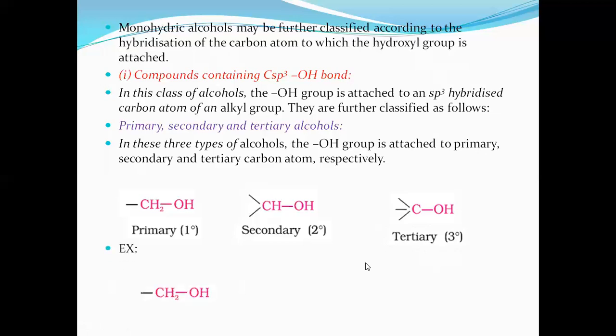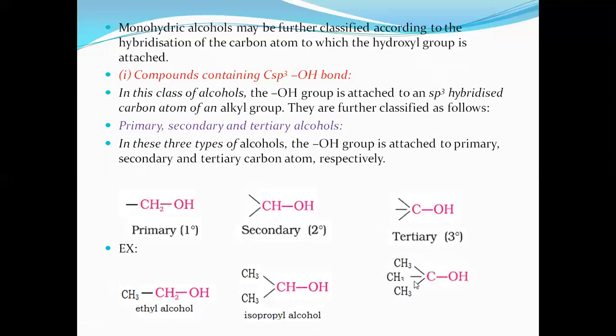Let us go for some examples. Say here, this is ethyl alcohol, primary, and this is a secondary alcohol because the carbon atom is attached with two other carbon atoms. Therefore, it is called secondary, or it's also called isopropyl alcohol. And this is tertiary because the carbon atom to which OH is attached is attached with three other carbon atoms. Therefore, that alcohol is called a tertiary alcohol, and the name is tertiary butyl alcohol.